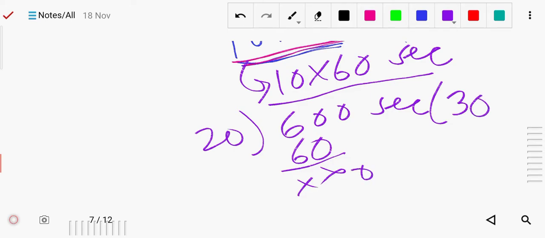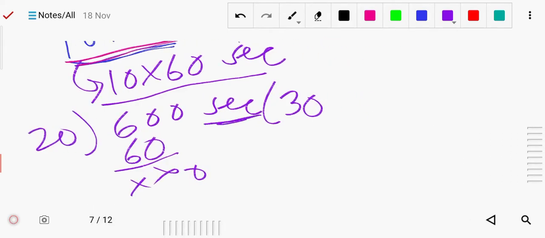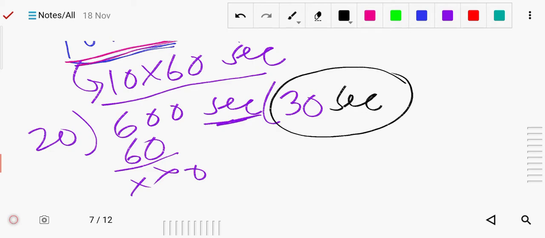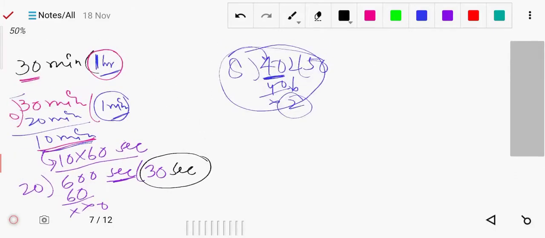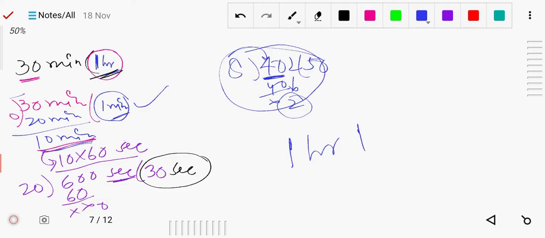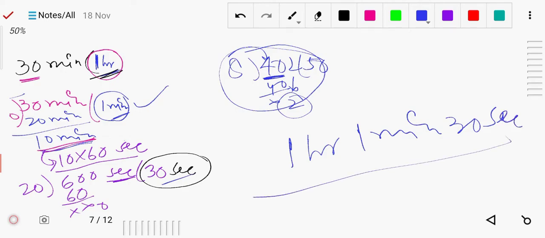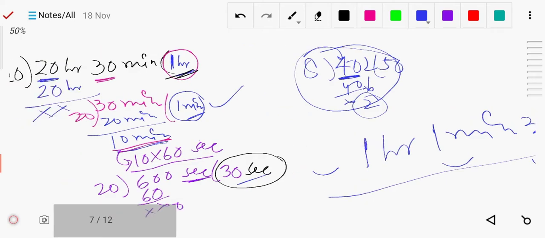We cannot divide, so 30. So now this is the 30, so this is your 30 seconds. And as I told, this question part you round it. Now you can see how many we have rounded. Check it. 1 hour, so you write here 1 hour. 1 minute, so write 1 minute. 30 seconds, so write here 30 seconds. So this is your answer: 1 hour, 1 minute, 30 seconds. So this question part is your answer.